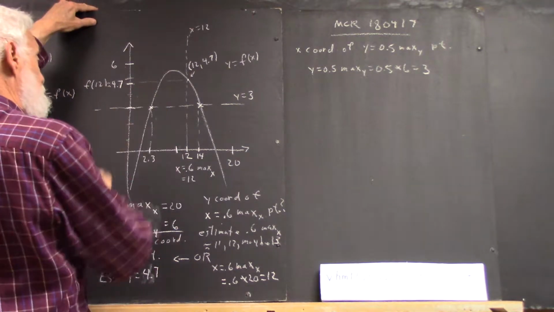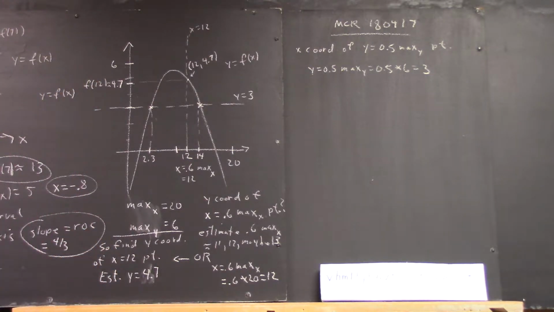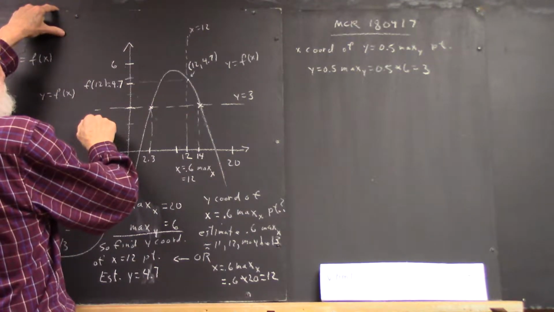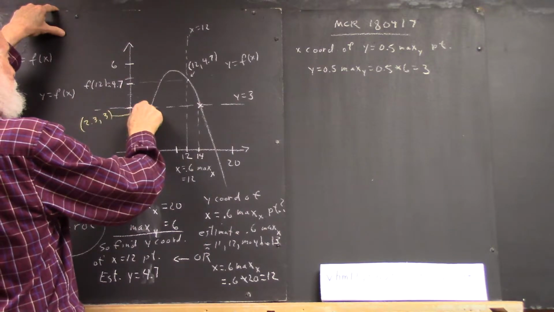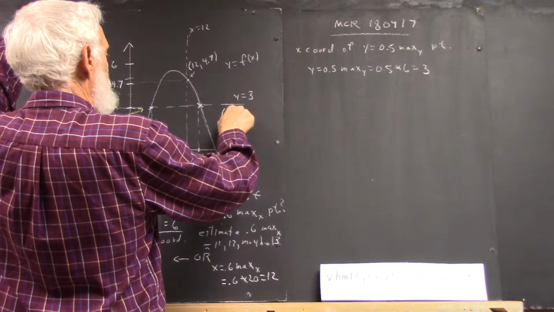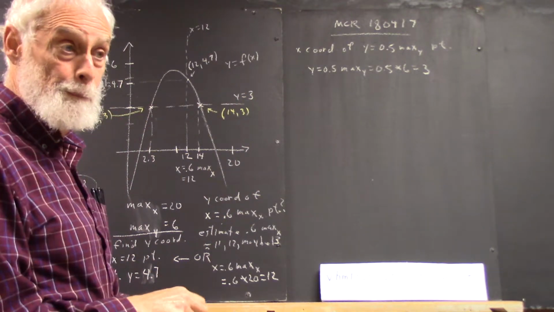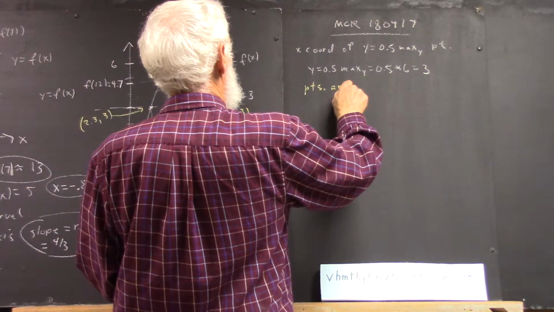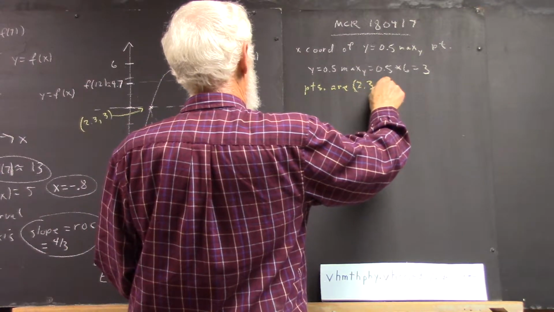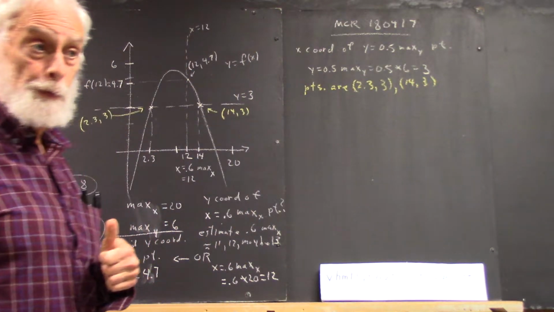So my coordinates at this point are, and it's a good idea to label it. And since I'm onto something a little different, I'll label these in a little different color. I've got the point 2.33. And over here I've got the point 14.3. Okay? So I can say the points 2.33 and 14.3, right?